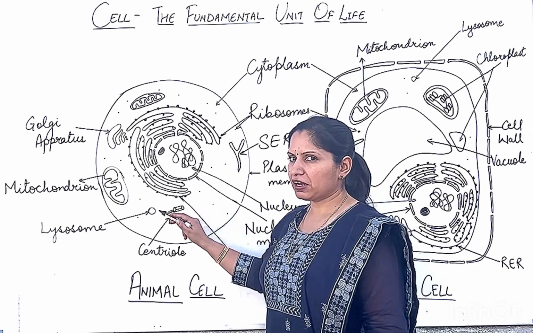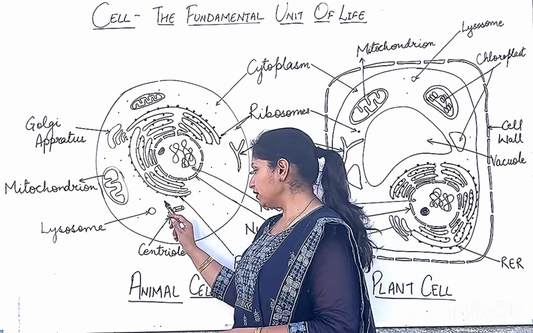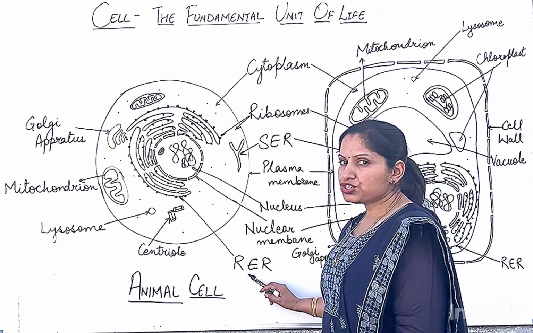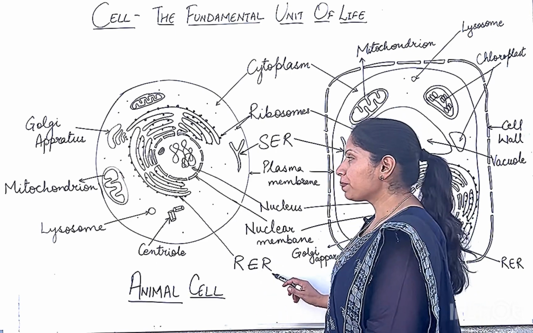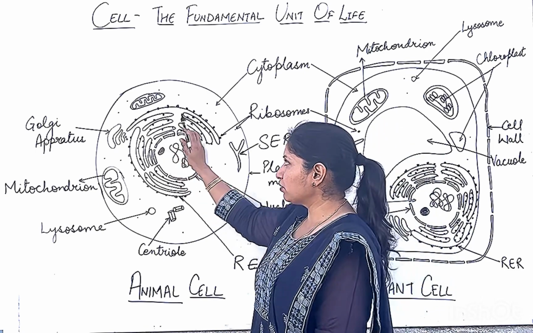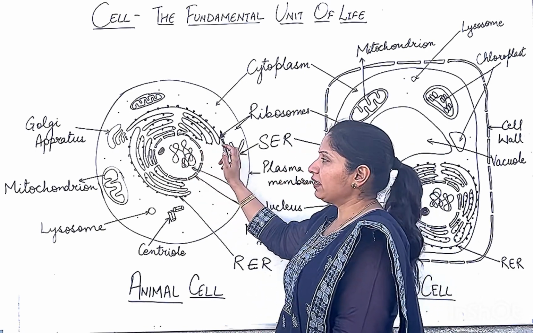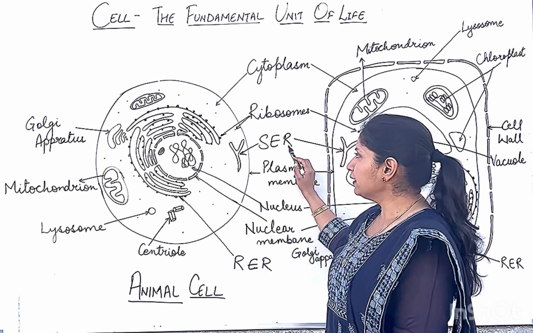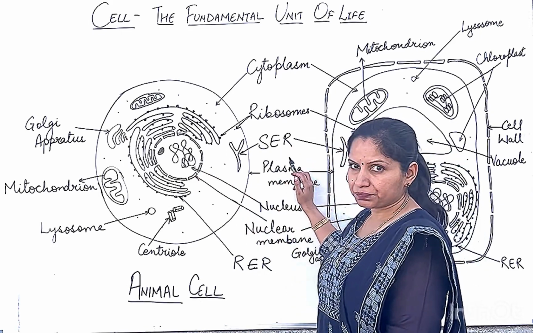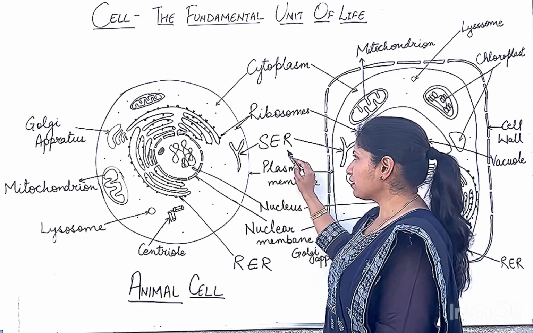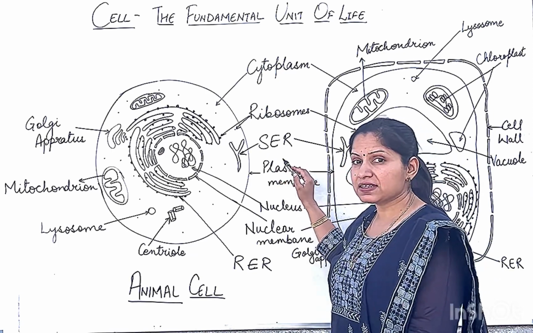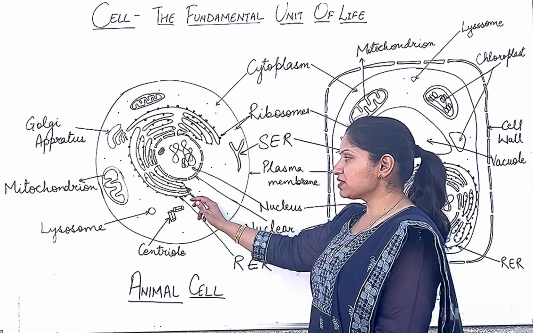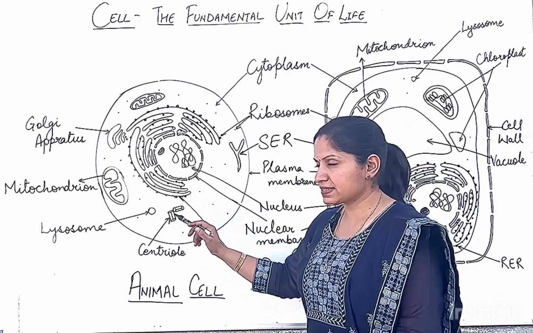If the endoplasmic reticulum has ribosomes over it, then it is known as rough endoplasmic reticulum, or in short known as RER. Sometimes the endoplasmic reticulum may not be having any ribosomes over it, and then it is known as smooth endoplasmic reticulum. We have seen that smooth endoplasmic reticulum helps in the synthesis of lipids, and rough endoplasmic reticulum helps in the synthesis of proteins.